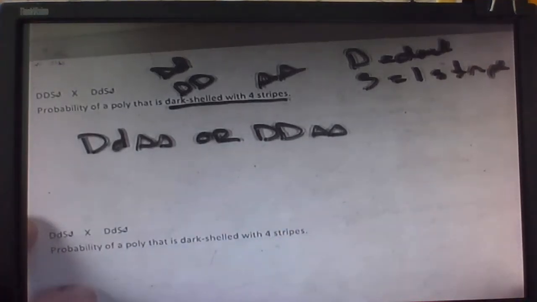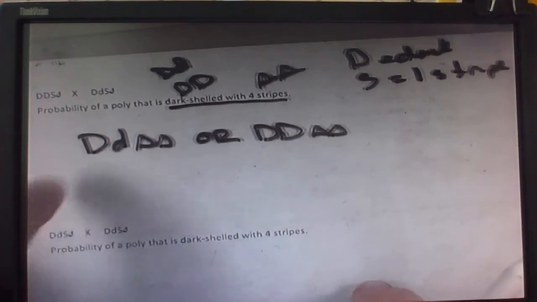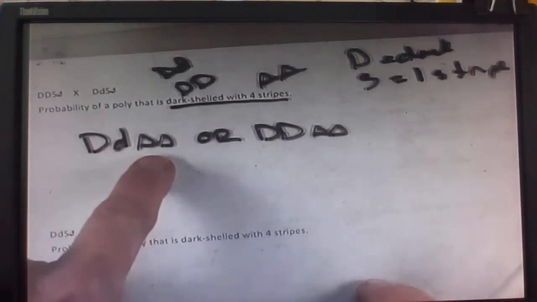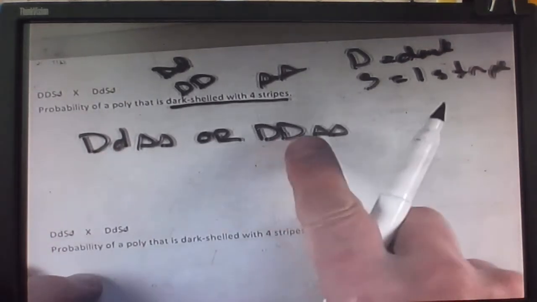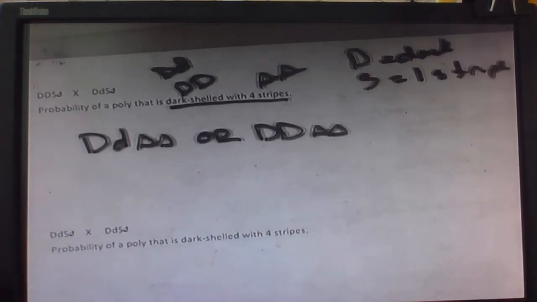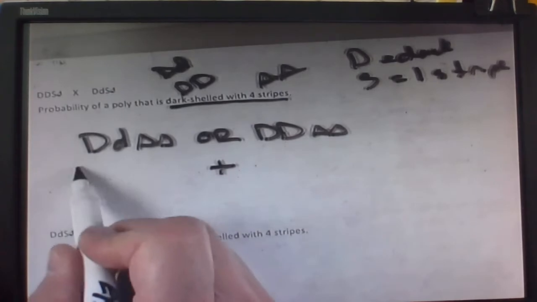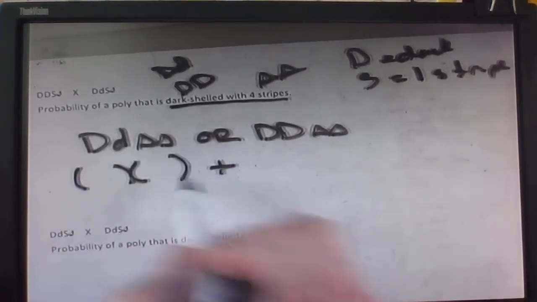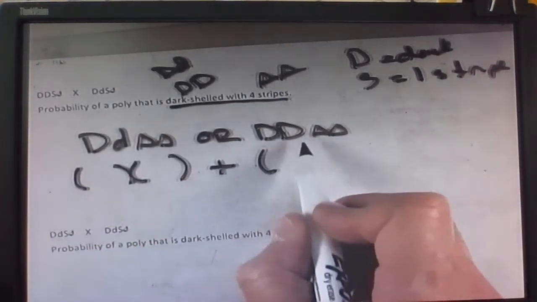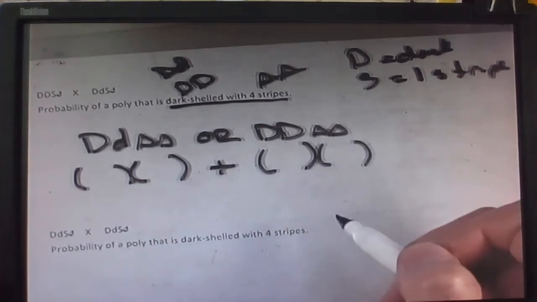Make sense? But keep in mind, I need this and this. I need this and this. So we have and, or both coming into play. And means we multiply, or means we add. Okay, so I know I'm going to add here, but I'm going to multiply whatever this is times whatever that is. Then I'm going to add it to whatever I multiplied this times that.